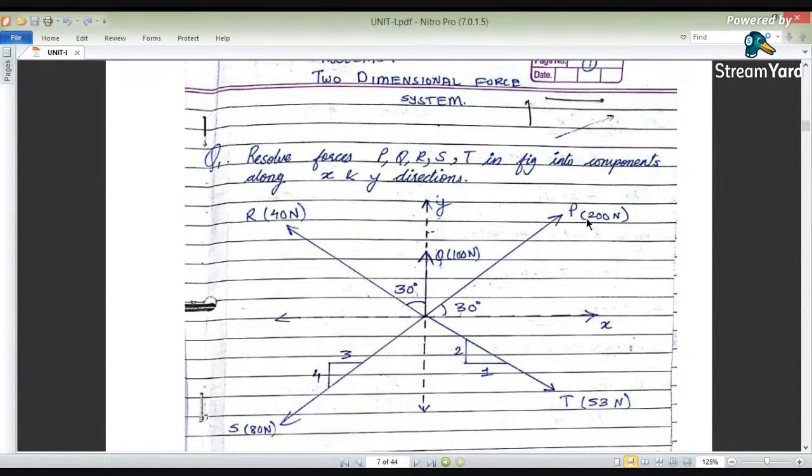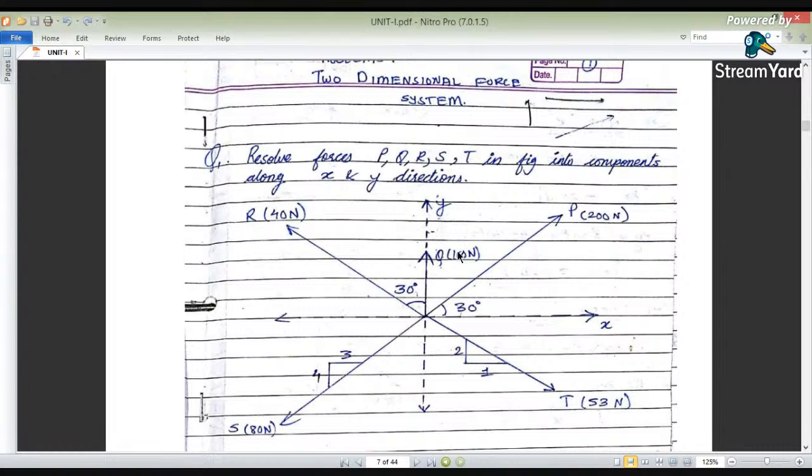Here the P force is making an angle of 30 degrees with the horizontal, and its magnitude is 200 newtons. Whereas T is given in the form of a slope: horizontal as 1 and vertical as 2. T has an intensity of 53 newtons, whereas Q is applied vertically upwards.